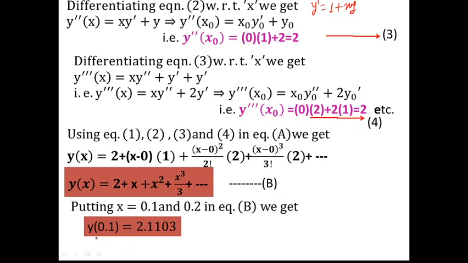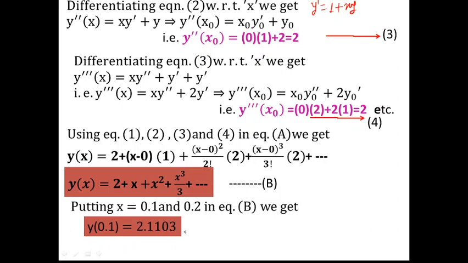So what do we have? y of 0.1 is 2 plus 0.1 plus 0.1 whole square plus 0.1 whole cube by 3. So this gives me the approximate answer as 2.1103. Now why will this be an approximate answer? Because here we have truncated this series to a certain number of terms. We have not evaluated all the terms of the series.